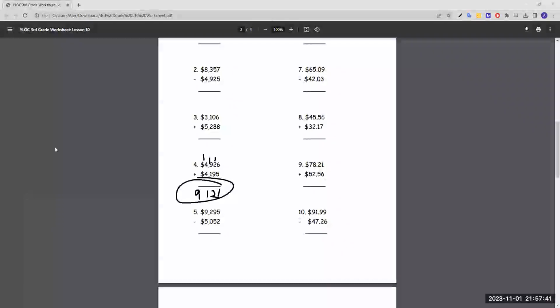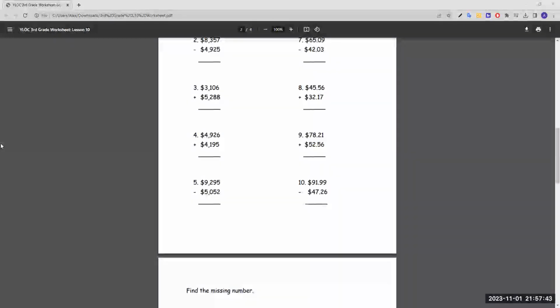Number 5, 9,295 minus 5,052. Now we can subtract all of these because none of the bottom numbers are greater than the top numbers. So 5 minus 2 is 3. 9 minus 5 is 4. 2 minus 0 is 2. And 9 minus 5 is 4. So number 5 is 4,243.